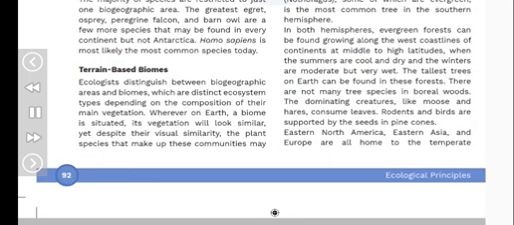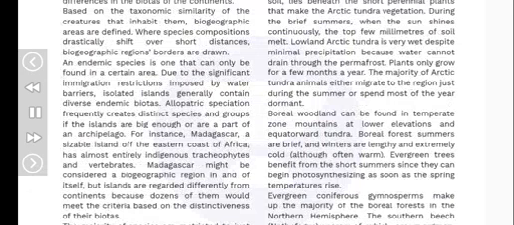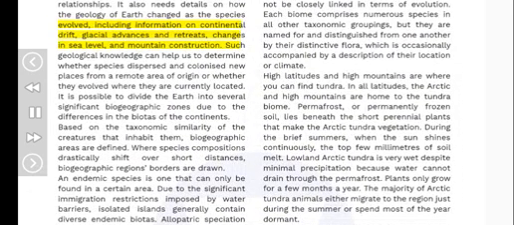It also needs details on how the geology of Earth changes the species evolved, including information on continental drift, glacial advances and retreats, changes in sea level, and mountain construction. Such geological knowledge can help us to determine whether species dispersed and colonized new places from a remote area of origin or whether they evolved where they are currently located.